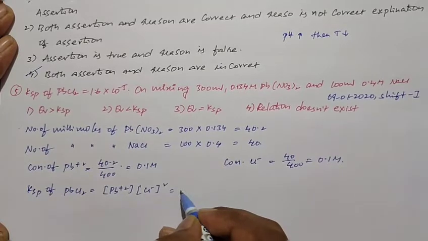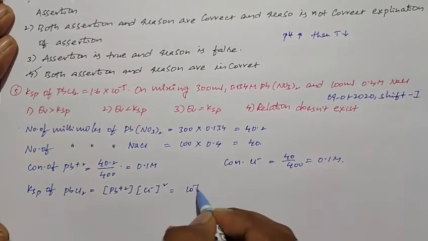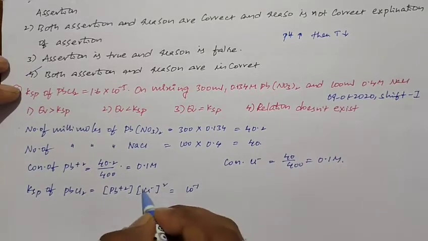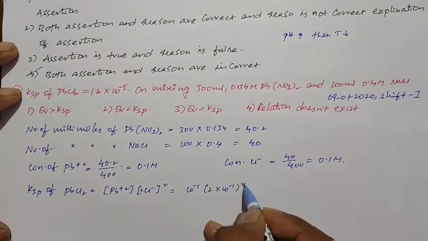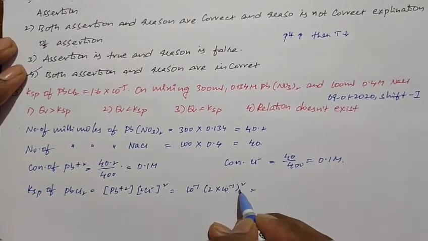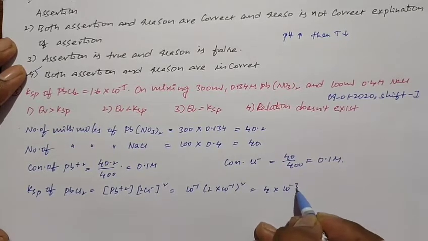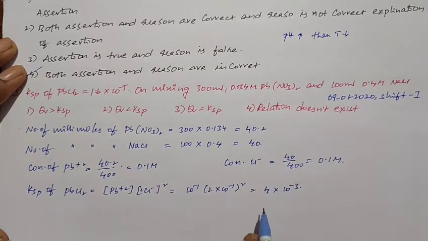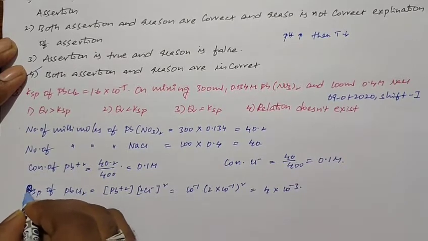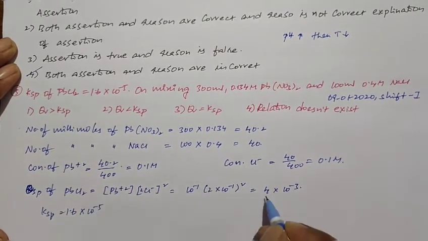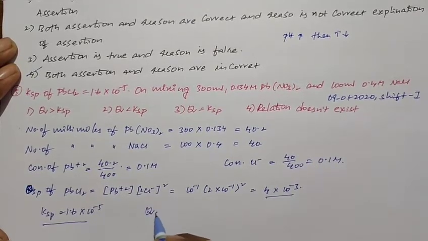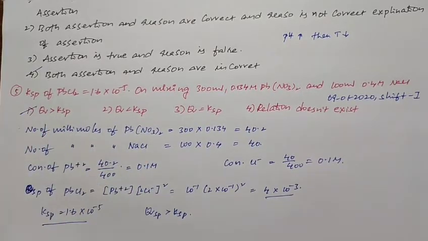chloride ions whole square. So the concentration of lead ion is 10 power minus 1, and for chloride ions, since we have 2 chlorides, it is taken as 2 into 10 power minus 1 whole square, that is equal to, when I expand the bracket, 4 into 10 power minus 3. So this is the QSP, sorry, this is the QSP that we are finding. Then compare the QSP and KSP; the KSP is given as 1.6 into 10 power minus 5. Comparing them, QSP is more than KSP. So the correct relation is the first option. So the first option is the right option.